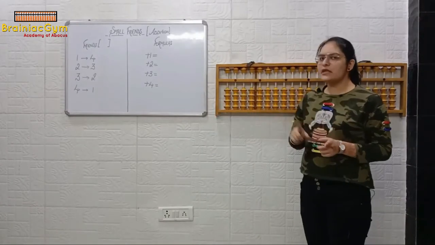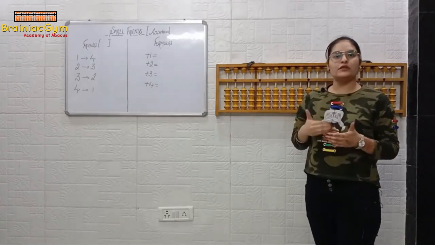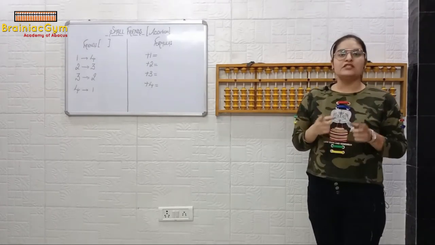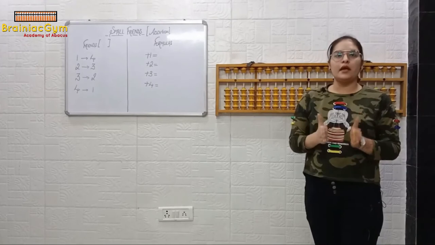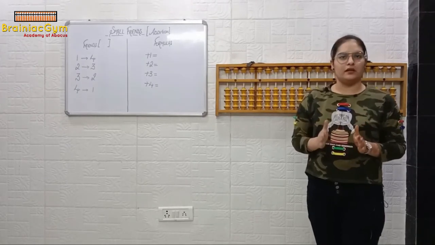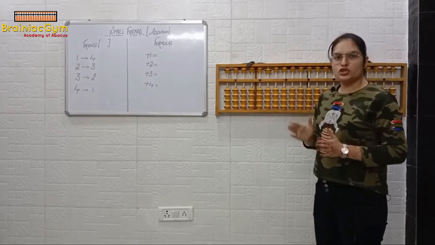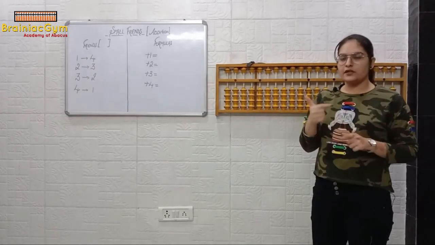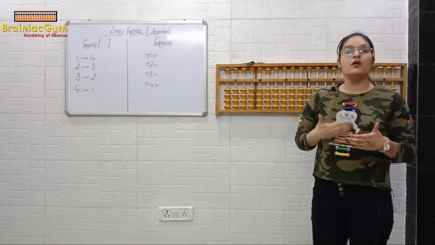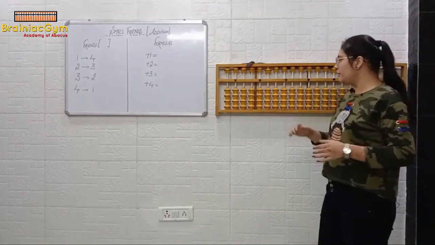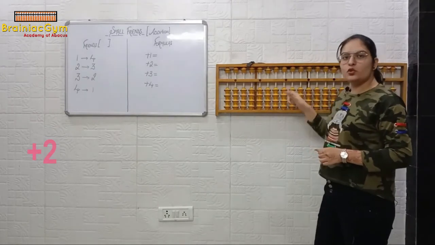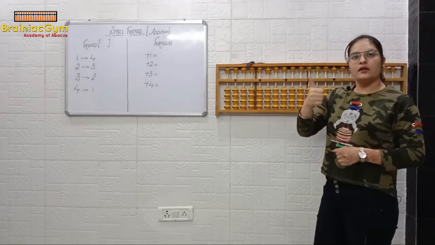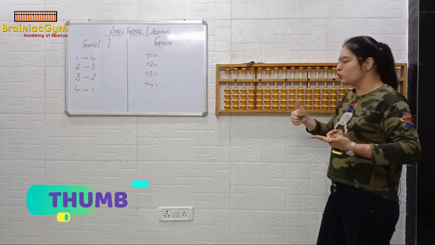Now I'll be doing the sum on master abacus and you will do the same sum along with me. Just sit straight and speak the number loudly after me. Clear? Plus 2. Fingers ka acche se dhyan rakhna. Jo fingers aapko teach kari gayi hai, usi cheez ko acche se use karna. Clear? Plus 2. So plus 2 with thumb or finger? Thumb. First speak the number, plus 2.